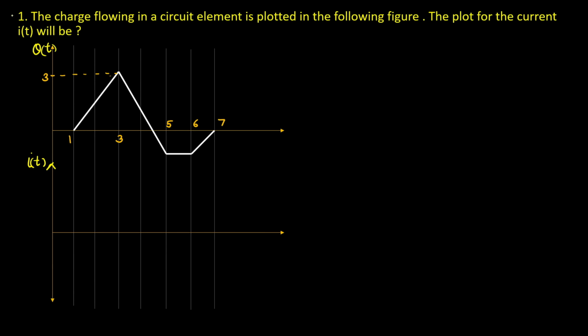In this lecture we are going to solve an important problem. The problem is: the charge flowing in a circuit element is plotted in the figure. The plot for the current I of t is drawn against time in seconds. We need to plot the current waveform I of t with respect to the variation in the charge.